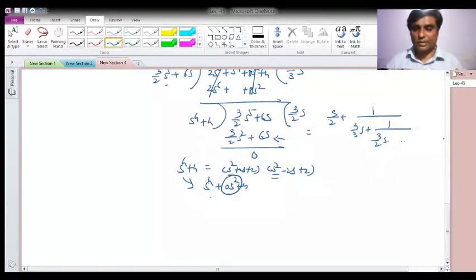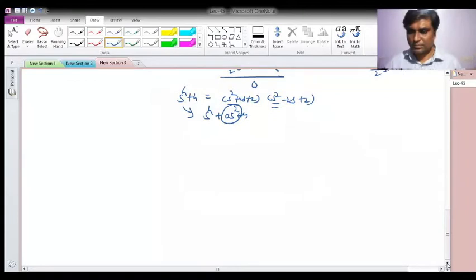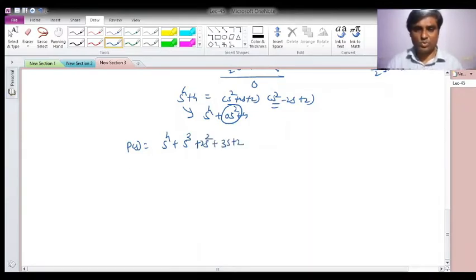Then next example, because there should not be again missing terms in even and odd also. Okay, next example, let us check it out. P of s will be s raised to 4 plus s cube plus 2s square plus 3s plus 2. So separate the even part and odd part, so it will be s raised to 4 plus 2s square plus 2, and the odd part will be s cube plus 3s.